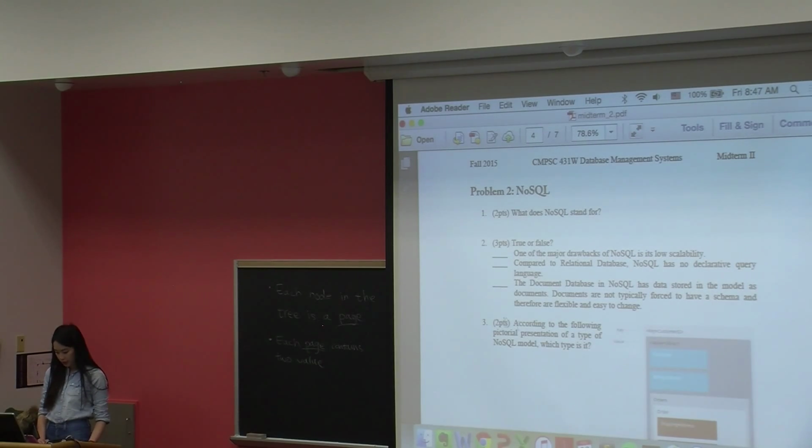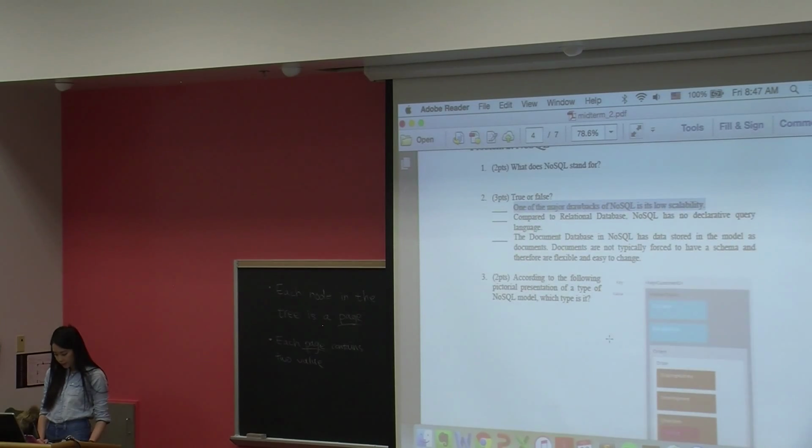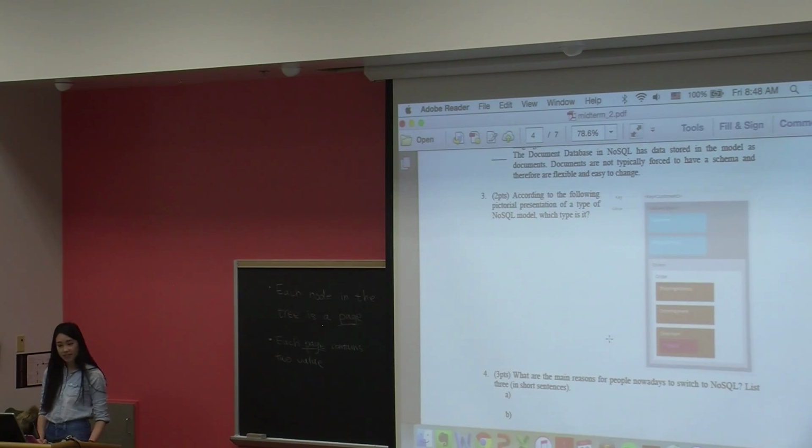And for here, I think the answer is fall through true. Okay. The first one of the major drawbacks of NoSQL is its low scalability. It's the total opposite. That's the total advantage of that. Okay, and these two are both correct. Okay. So for this one, it's just keep at it.